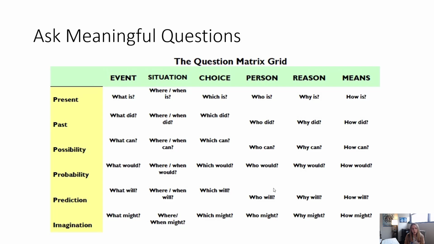This is just a chart of some different question stems to get you to ask meaningful questions, to get students to think critically, to use their imagination, to predict what the answer might be, or what's the probability of this happening, or what's the probability of this being correct. So I'd encourage you to maybe search out this question matrix grid. You can take a screenshot of it here, and that's really going to help you in terms of guiding your questions. With that being said, let's take a look at the assignments that you have to do this week.